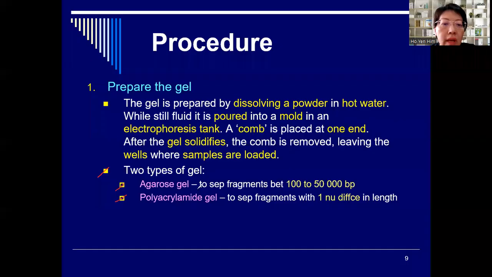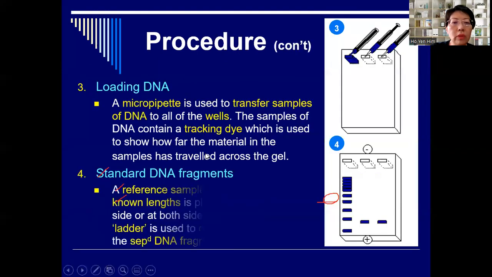So the answer is polyacrylamide has a smaller pore size, because when you use polyacrylamide gel, you use it to separate DNA fragments with a difference in length of only one nucleotide. The difference in length is one nucleotide. That means your pore size has to be very small so that a slight difference in length will affect the movement of the DNA. So polyacrylamide gel has a smaller pore size. The rest you can read on your own.